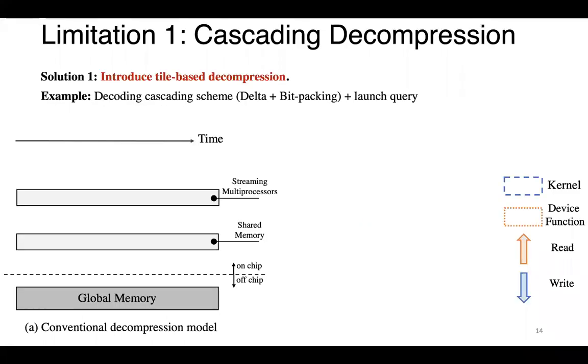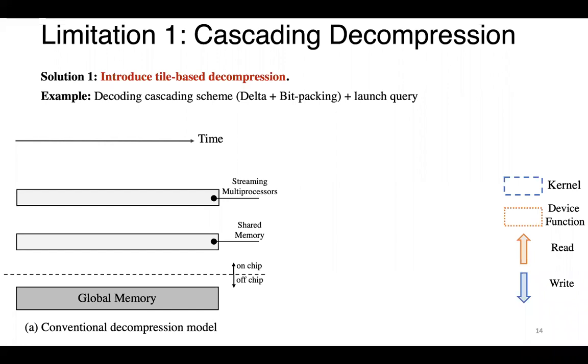The first limitation that we want to address is cascading decompression. Our solution here is to introduce a new decompression model, which we call tile-based decompression. We will show with a running example the difference between the conventional decompression model and the tile-based decompression model. In this example, we are decoding a cascading compression scheme of delta plus bitpacking and then launching the query.